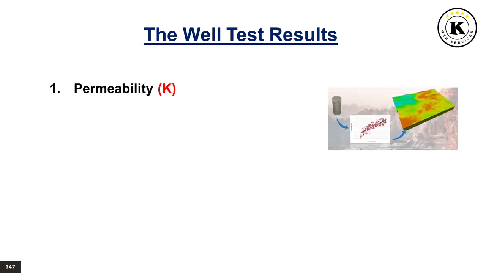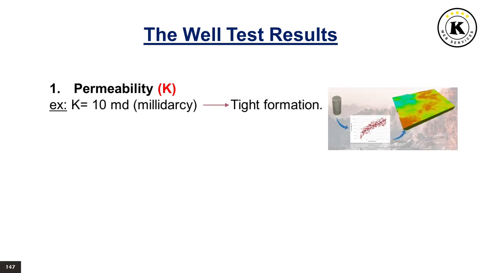The long-term results for the reservoir engineer include: 1. Permeability, K. For example, K equals 10 millidarcy, this is a tight formation. K equals 500 millidarcy, this is a high permeability formation.